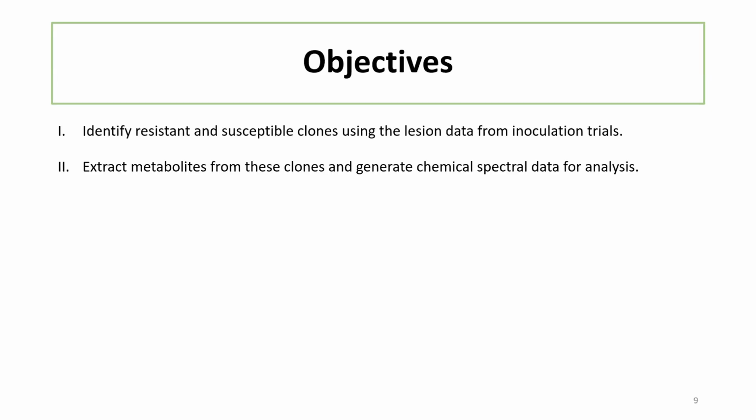So basically the objectives are, firstly, we need to find out which clones are resistant and susceptible using lesion data from inoculation trials. Select those clones, extract metabolites from them, and then get spectral data.